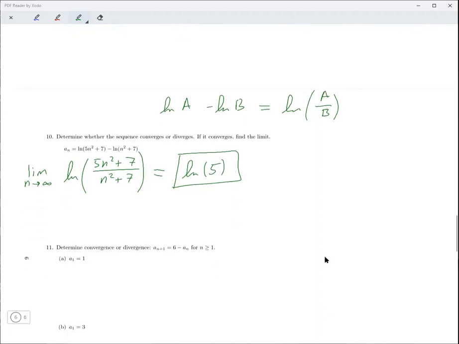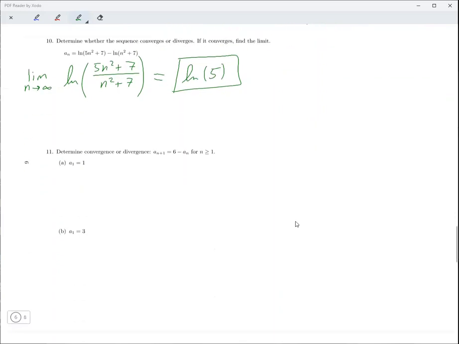Okay, number 11. Determine convergence or divergence. So this is recursively defined. Here, a(n+1) is 6 minus a(n), right? And then per part a, a1 is 1. So if we set n equal to 1 in the formula, that gives us a2. That'll be 6 minus a1, which is 1, so 6 minus 1. So that's going to be 5.